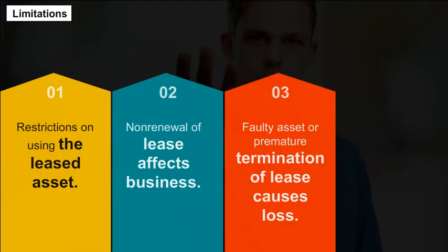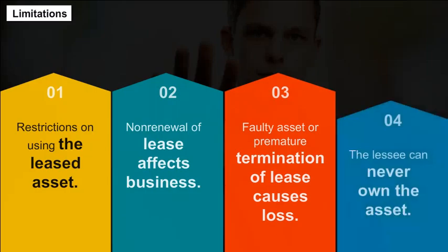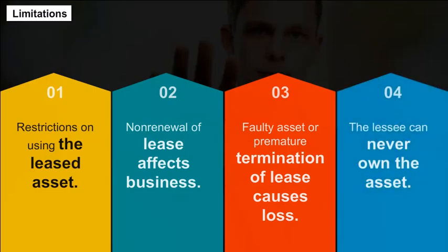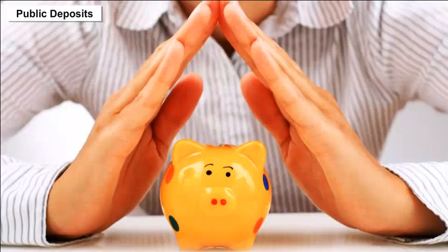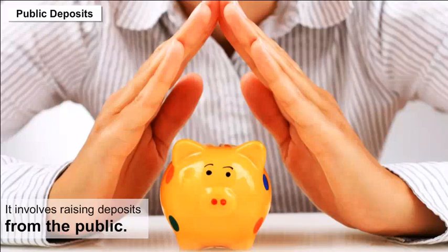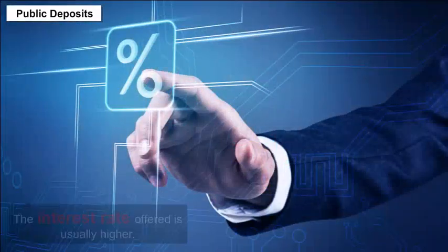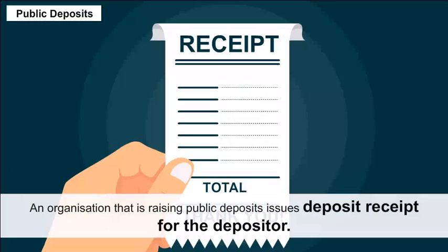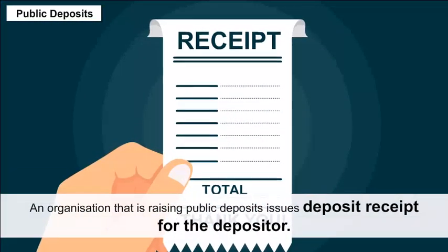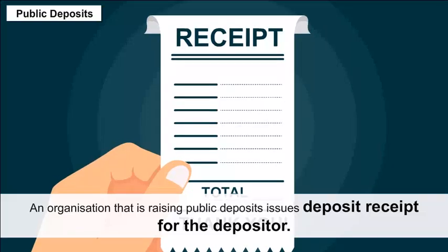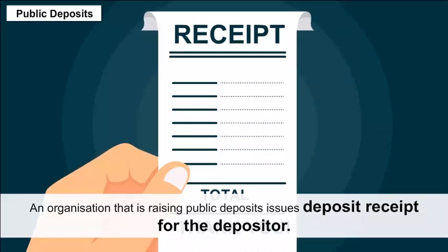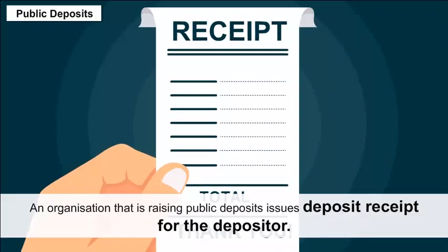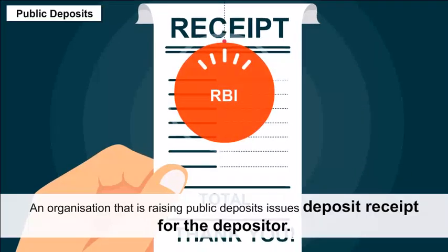Faulty asset or premature termination of lease causes loss. The lessee can never own the asset. Public deposits. It involves raising deposits from the public. The interest rate offered is usually higher. An organization that is raising public deposits issues a deposit receipt for the depositor. Public deposits are regulated by RBI.